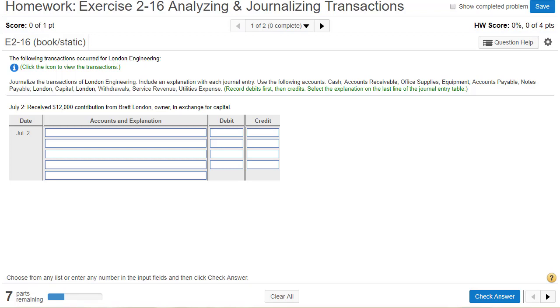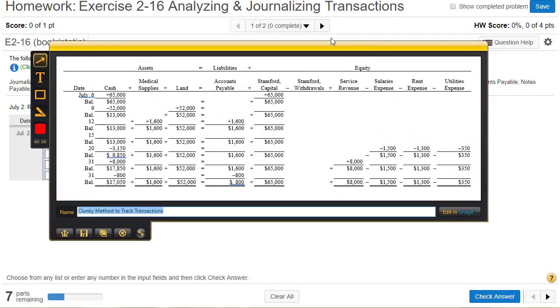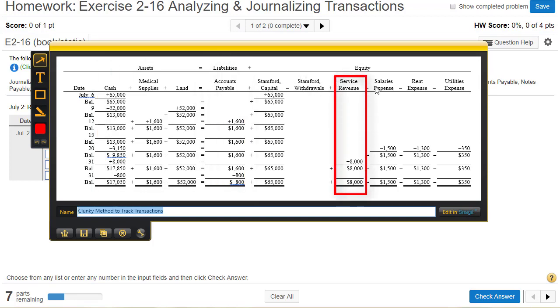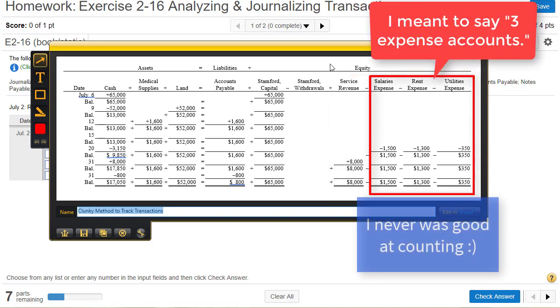Exercise 2-16, we're going to analyze and journalize transactions. Previously, we learned to record transactions using this type of method. So notice you have your list of assets over here, your liabilities, capital, withdraw. Then this company only has one revenue account and this company only has one expense account. So a natural way to keep track of this would be a spreadsheet.